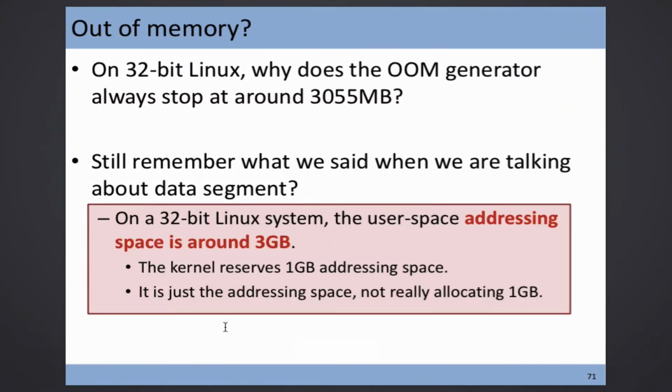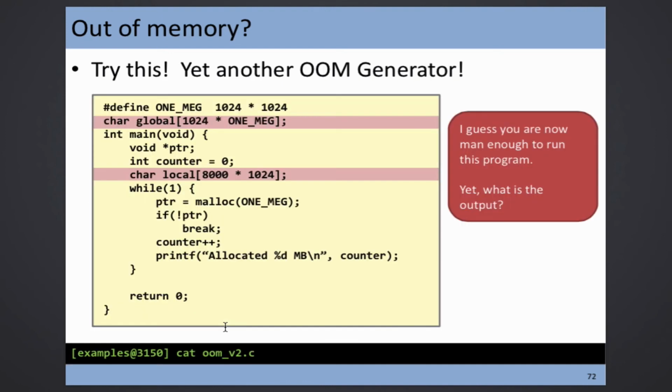The limit is 3 GB for a 32-bit system. A 32-bit system will reserve 1 GB for the kernel. For each process, you can only use 3 GB, not 4. So here are the programs that I can prove to you this is the limit.